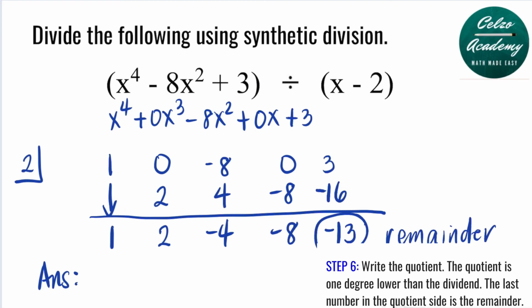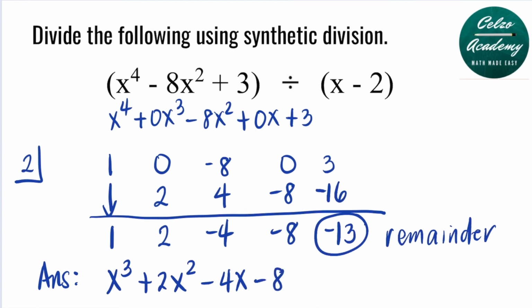The highest power of the dividend is 4. So the highest power of our quotient is 1 degree less. So we will start with cube or third power. The first coefficient is 1, so we will have 1x cubed or the same thing as x cubed. The second coefficient is 2, so we have plus 2x squared. Next, we have negative 4, so that will be negative 4x to the first power or negative 4x. And the constant negative 8.